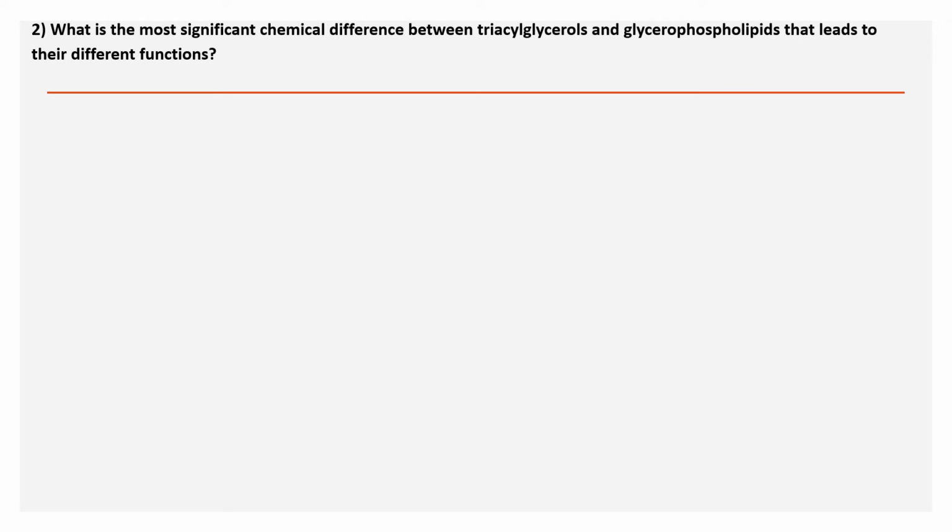Question number 2, what is the most significant chemical difference between triacylglycerols and glycerol phospholipids that leads to their different functions? Okay, so for this, it's kind of just like definitions. Triacylglycerols are nonpolar. They're hydrophobic molecules that can be stored in specialized non-aqueous cellular compartments. And glycerophospholipids are amphipathic. They can serve as structural components of membranes, which have hydrophilic and hydrophobic regions.